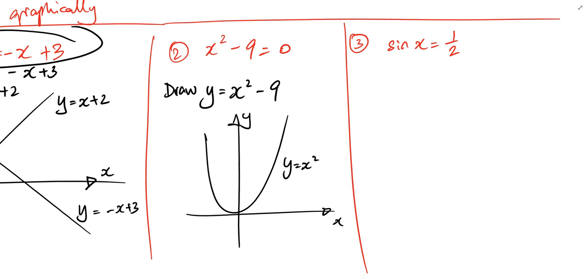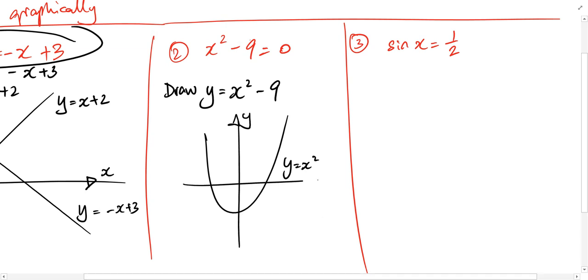Move the x-axis up by 9 units. You can choose to move the graph down by 9 units, but it's usually easier to just move it up by 9 units. So this becomes y equals to x squared minus 9. Okay. So now that I've drawn this graph, how to solve?